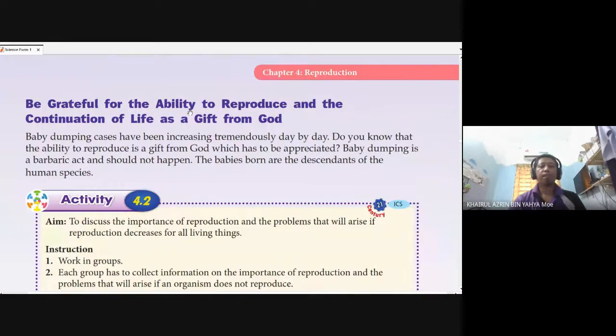Be grateful for the ability to reproduce and the continuation of life as a gift from God. Baby dumping, buang anak. Baby dumping cases have been increasing tremendously day by day. You know that the ability to reproduce is a gift from God which has to be appreciated. Baby dumping is a barbaric act, perbuatan yang sangat tidak baik, and should not happen. The babies born are the descendants of the human species. So, last part dia cakap pembuangan bayi, memang perbuatan yang sangat tidak baik. It's not very good act.